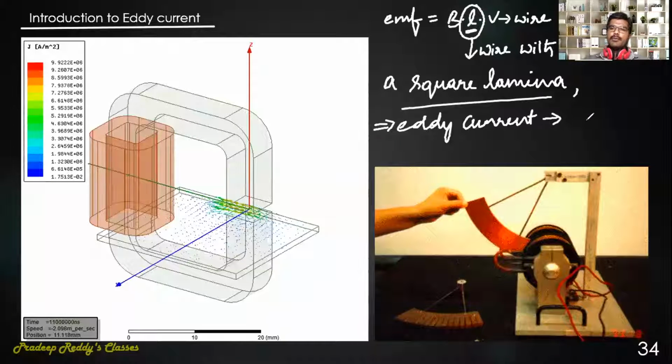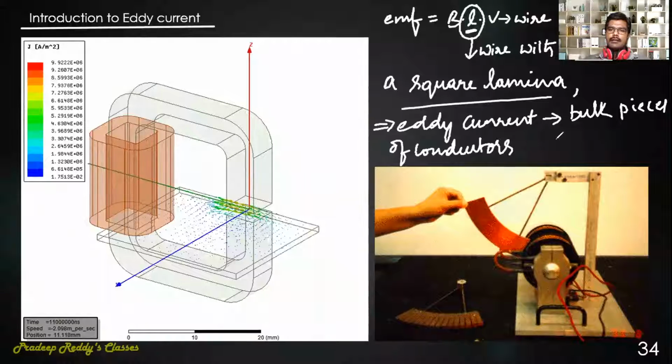And eddy currents are produced when large bulk pieces of conductors are moving in a field. So when bulk pieces of conductors are moving in an external magnetic field, then they will induce some eddy currents, which I will be showing you. Now in this animation, you can clearly see.